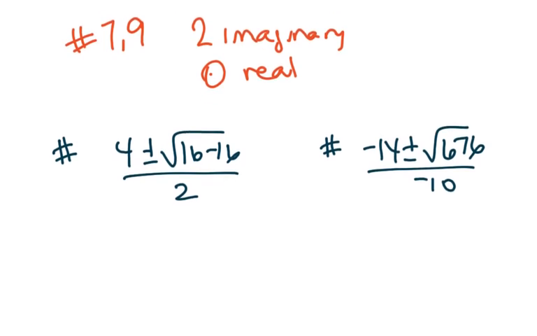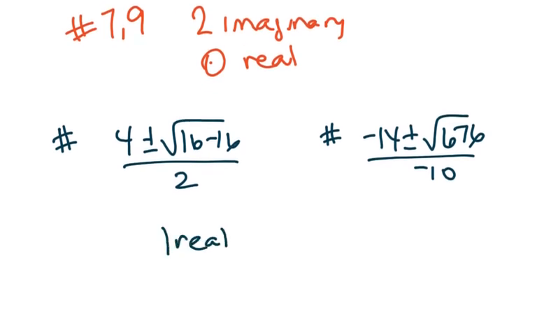So both of these are real, but this one only had 1 real solution, and this one had 2 real solutions. So what was the difference here? And then if you look at numbers 7 and 9, what did they have in common?